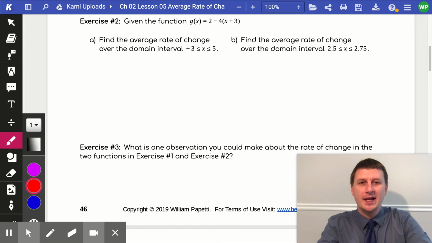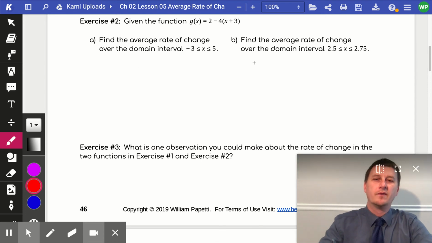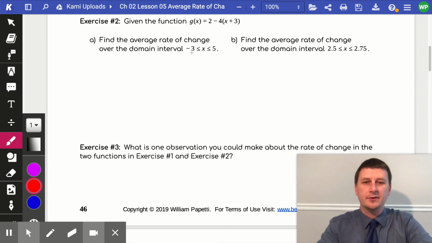Algebra 1. And in this video, we're going to look at our second example of average rate of change found in Lesson 5 of Chapter 2. In this exercise, it gives us the function g of x is equal to 2 minus 4 times (x + 3). And we want to start off by finding the average rate of change over the domain interval, -3 to 5. So again, we know a couple of things.